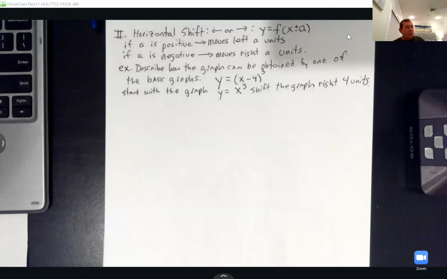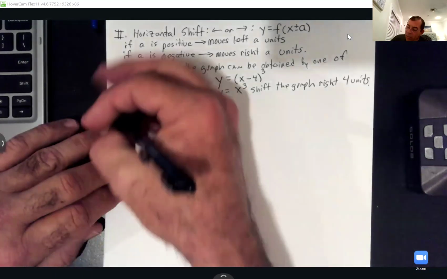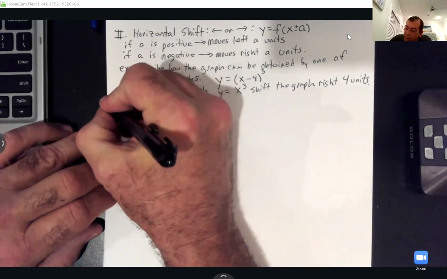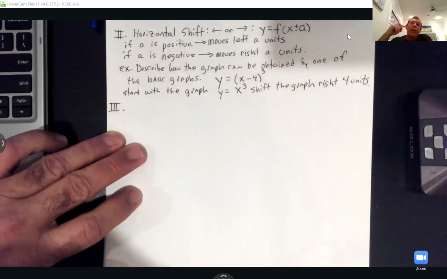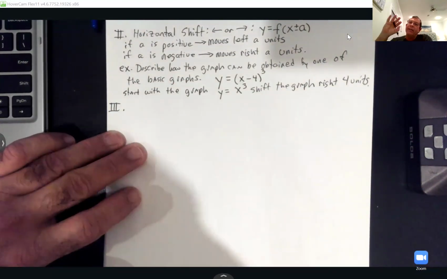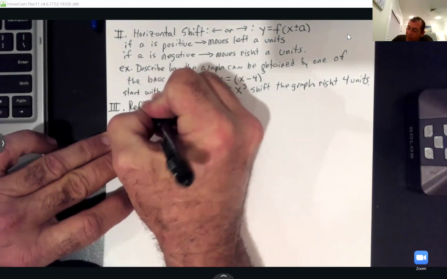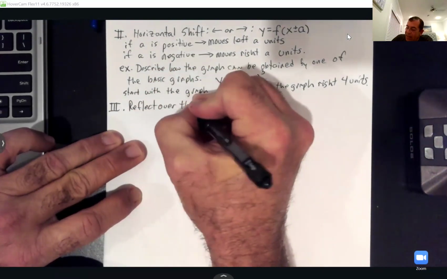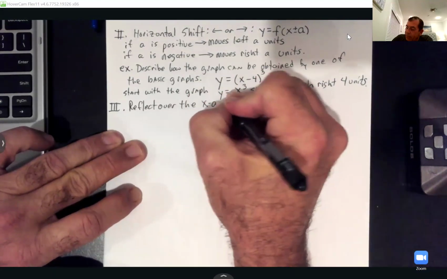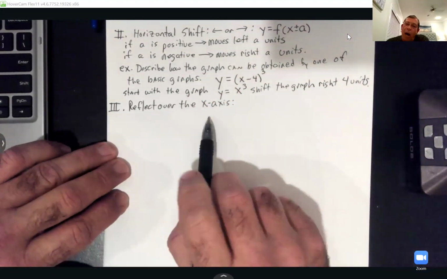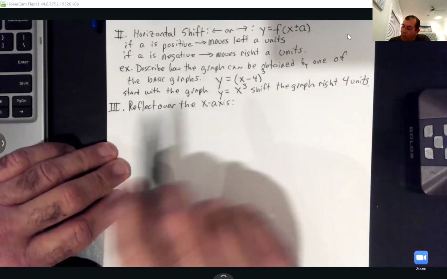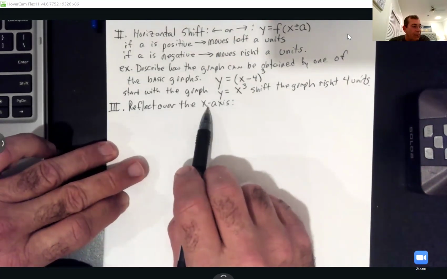Alrighty, y'all. So then we got the third move, and the third move is what we call a reflection. The only reflection we're doing in this chapter is we're going to reflect over the x-axis. So if you choose y-axis on the homework problems, you'll mark it wrong because we're only reflecting over the x.